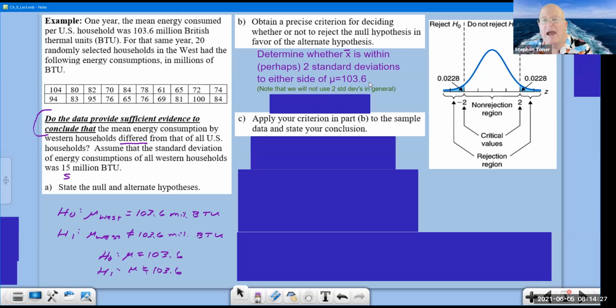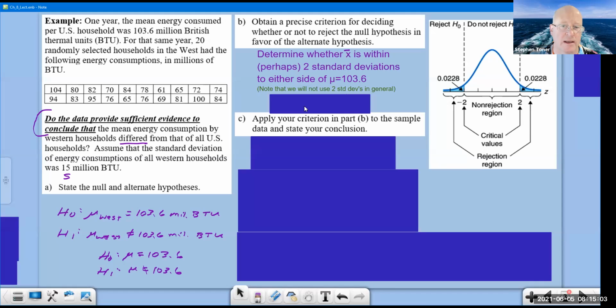Now I said perhaps 2 standard deviations because we won't usually use this 2 number in general. We're going to use some other number because when you go with 2 standard deviations, that matches up with 95.44% confidence, and usually we don't want to be at 95.44. You remember the 68, 95, 99.7 rule? We want to go with a whole round number instead of a 95.44%. So we won't usually go with 2 standard deviations on the nose. Okay, so what am I asking you here?